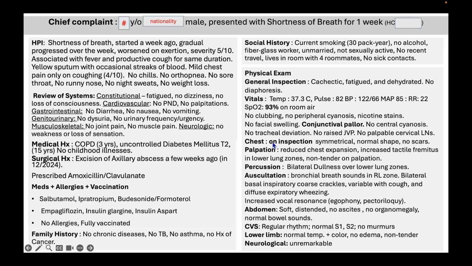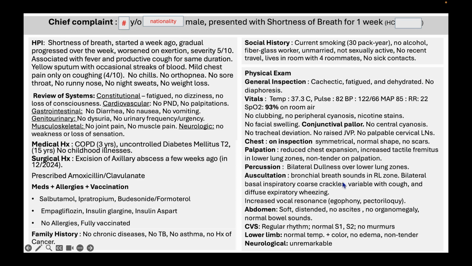And then the chest. Because this is respiratory, you have to analyze that specific system. Okay, so on inspection, normal symmetry, normal shape, no scars. Palpation, he had reduced chest expansion, increased tactile firmness, blah blah blah. Bilateral dullness over the lower zone, over both lower lung zones.